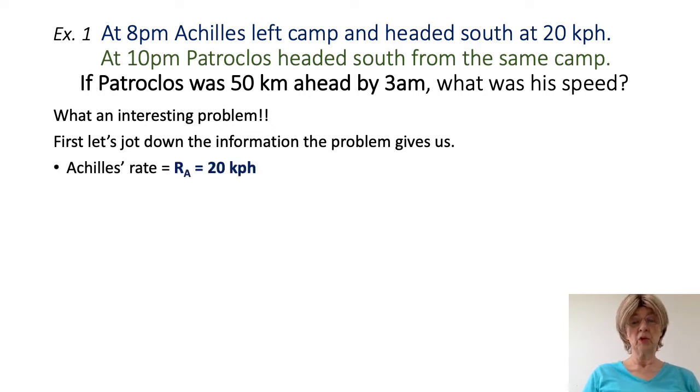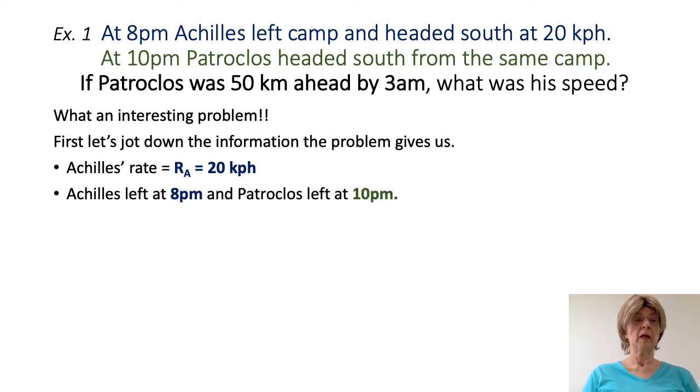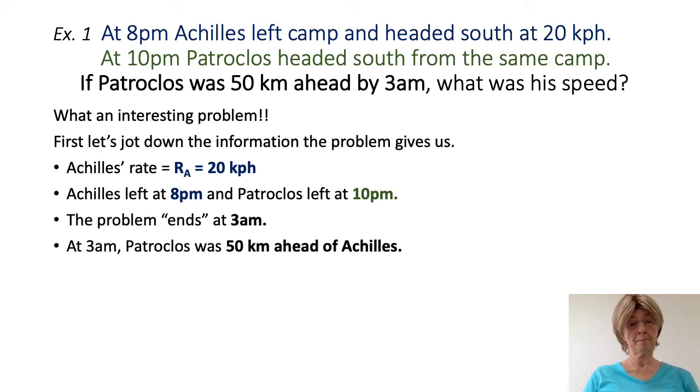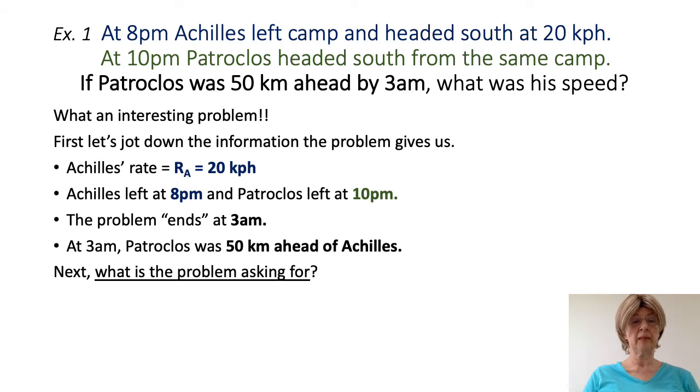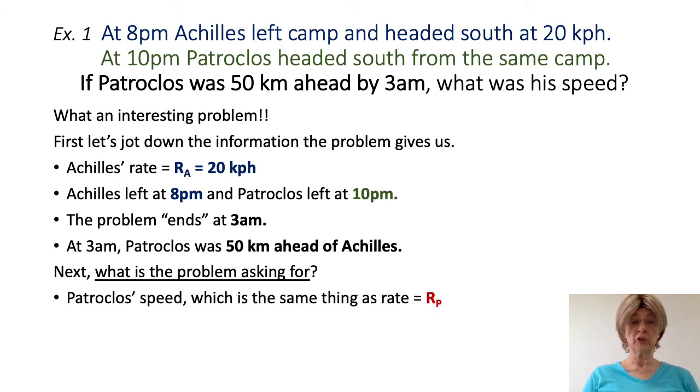Achilles' rate, which we'll call R sub A, equals 20 kph. Achilles left at 8 p.m., and Patroclus left at 10 p.m. The problem ends at 3 a.m. At 3 a.m., Patroclus was 50 kilometers ahead of Achilles. Next, what is the problem asking for? Patroclus's speed, which is the same thing as rate, and we'll call it R sub P.